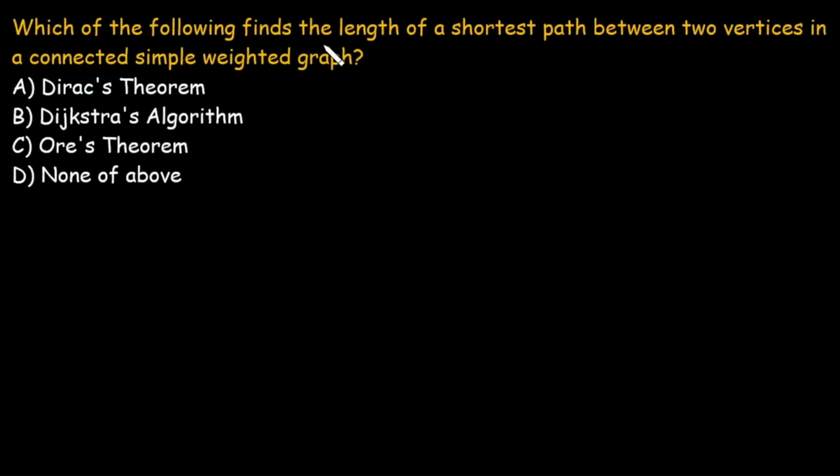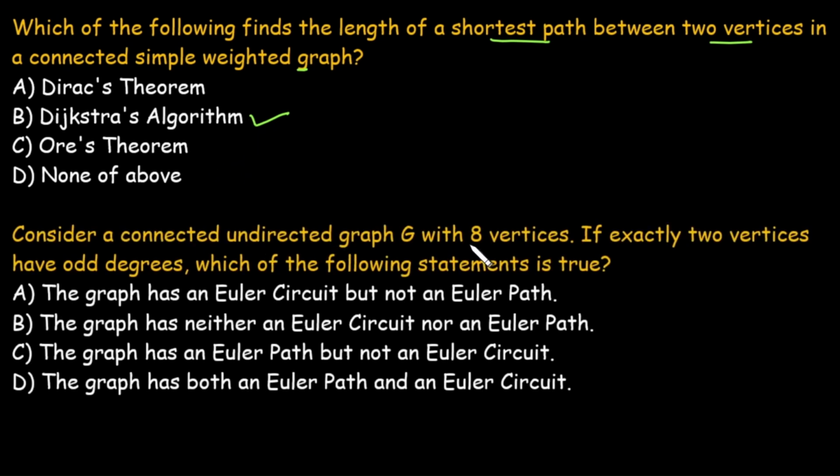Next, which of the following finds the length of the shortest path between two vertices in a connected simple weighted graph? The direct result we have is called Dijkstra's algorithm, whereas Descartes and Ohm's theorem are applicable in the concept of a Hamilton circuit. Let's take another example. Consider a connected undirected graph with 8 vertices. If exactly 2 vertices have odd degree, which of the following statements is true? As per the options, we need to comment on the Euler circuit and Euler path.